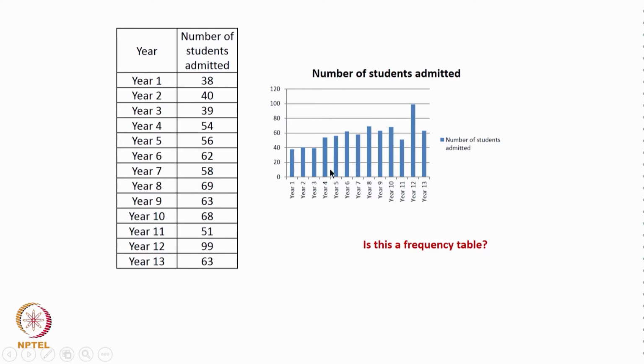One can also observe from this bar chart that year 12 had the maximum number of students, quite close to 100, if not 100, very close to 100. One can see the same thing here because year 12 has 99 students.